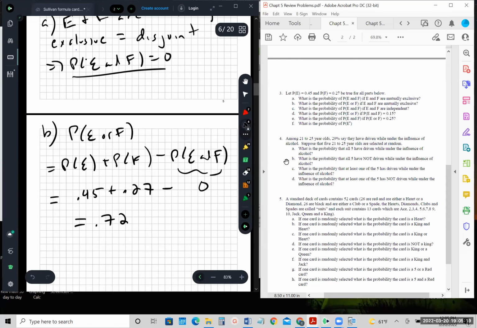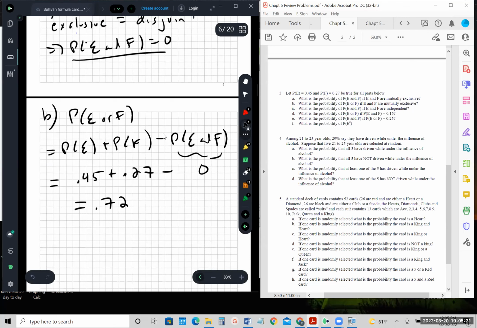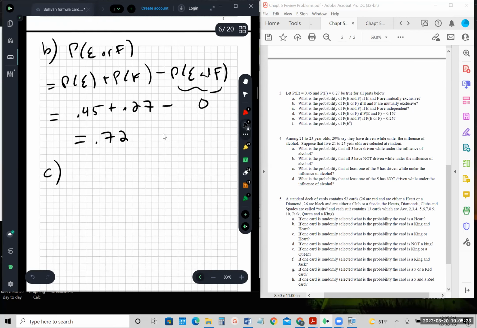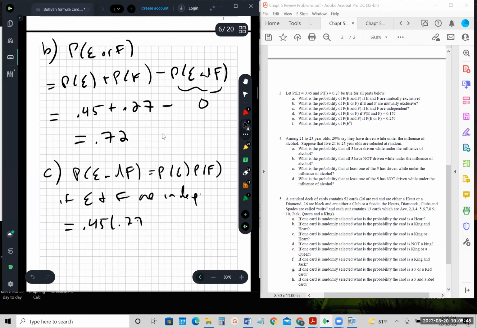And then part C would be, what is the probability of E and F if E and F are independent? So the probability of E and F equals the probability of E times the probability of F if E and F are independent. And that's on your formula card. So that would be the 0.45 times the 0.27.